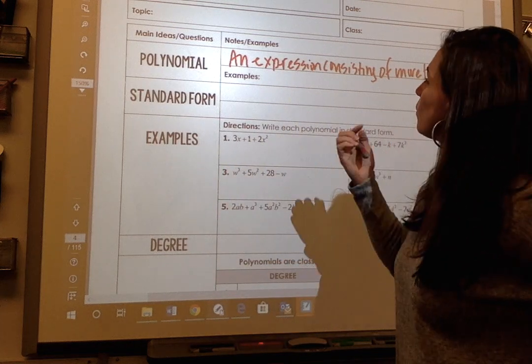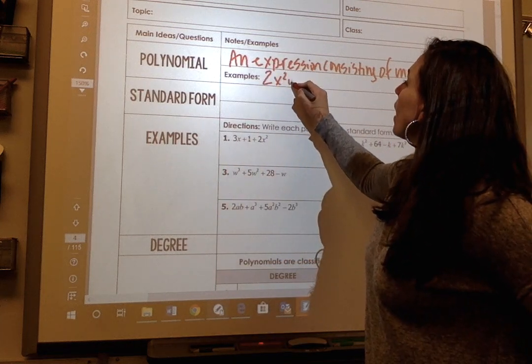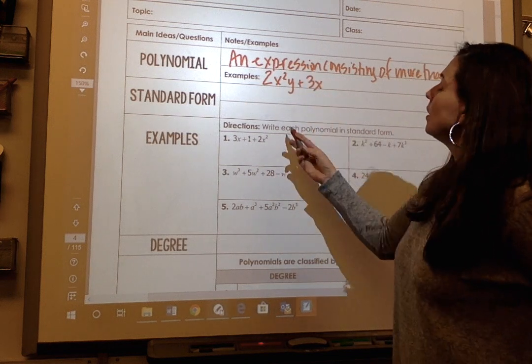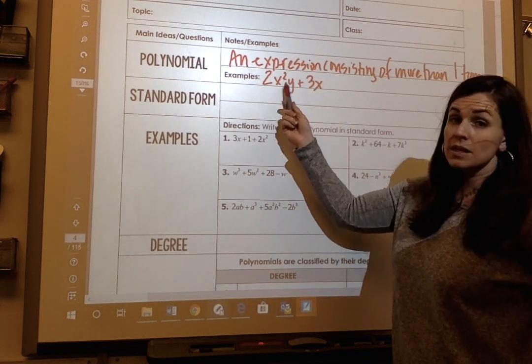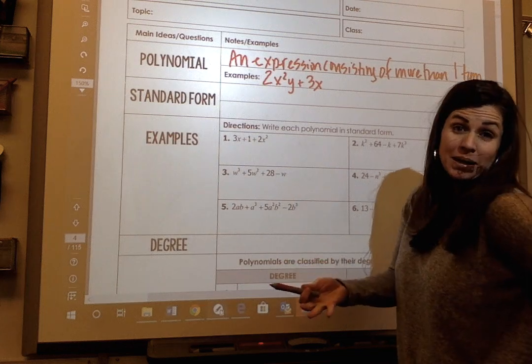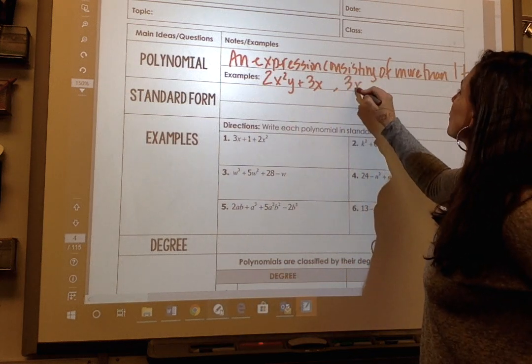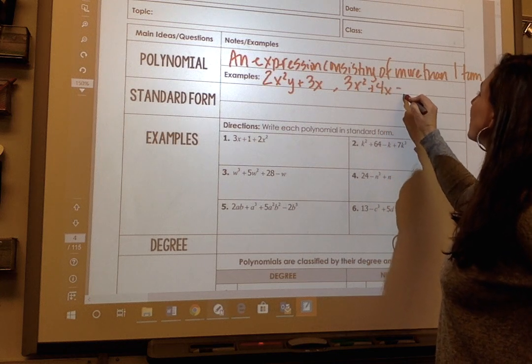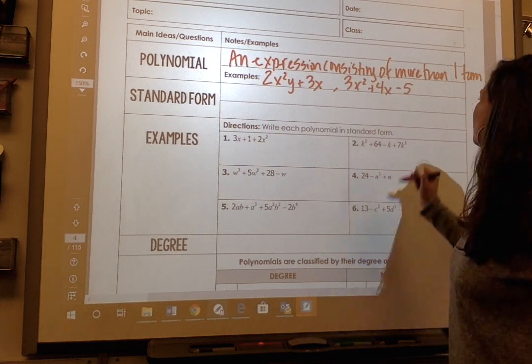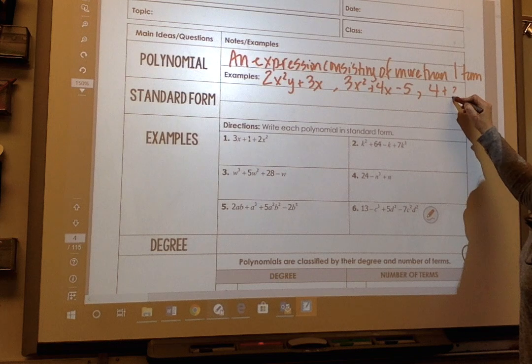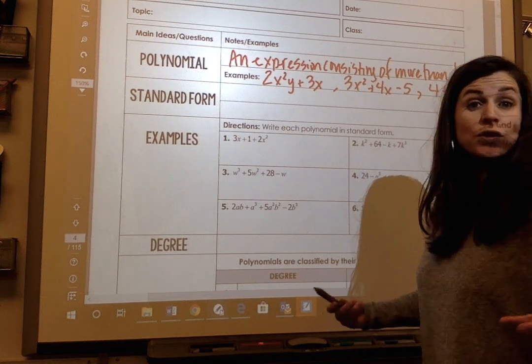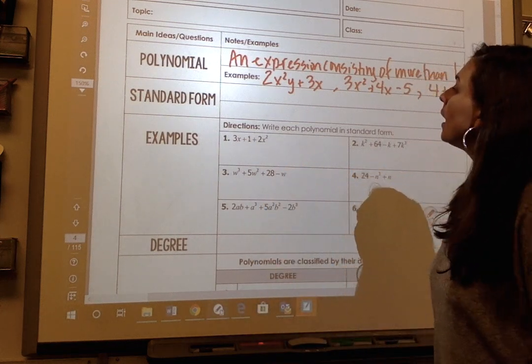So some examples you have here are 2x squared y plus 3x. Notice it's a polynomial because these can't be combined. They don't have the same ending, so we can't combine them. Another example would be 3x squared plus 4x minus 5. Another one would be 4 plus 2x. They're all just more than one term that can't be simplified.